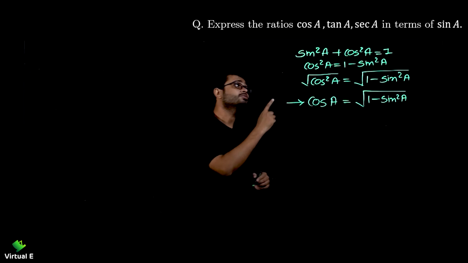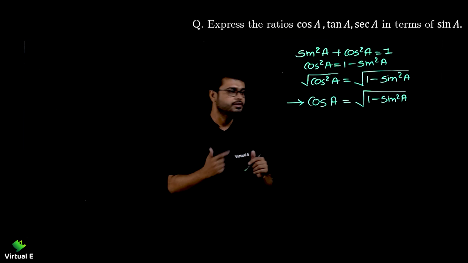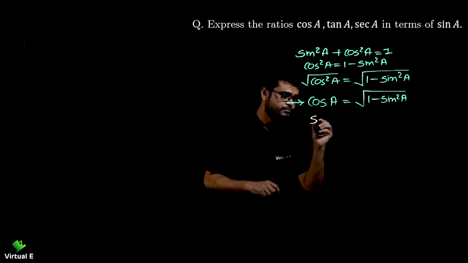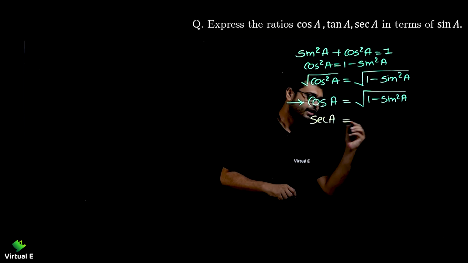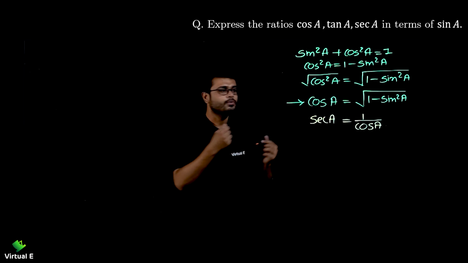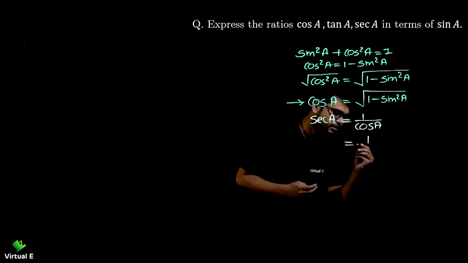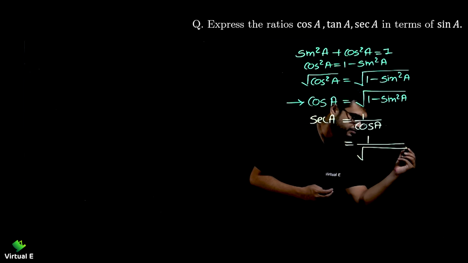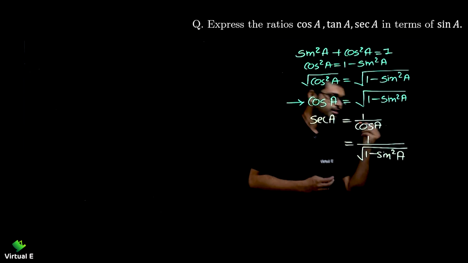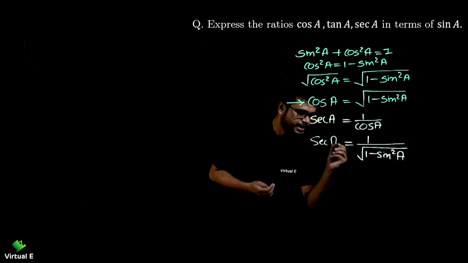Done? Now let's do sec A first. The reason behind that, cos A and sec A, they are reciprocal of each other. So let's do it. Here we have sec A is equal to 1 over cos A. So what I need to do, I only need to substitute the value of cos A over here and I'm done. So here 1 over square root of, what was the value? 1 minus sine square A. Done? So my second answer is also done, right? So I can write here sec A.